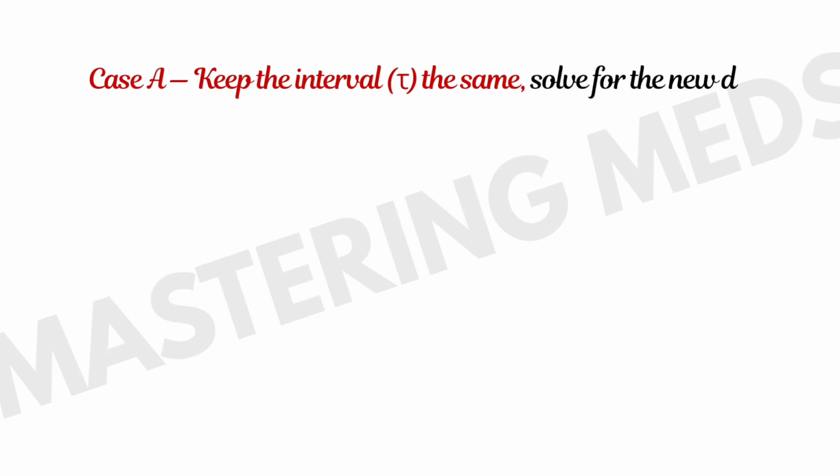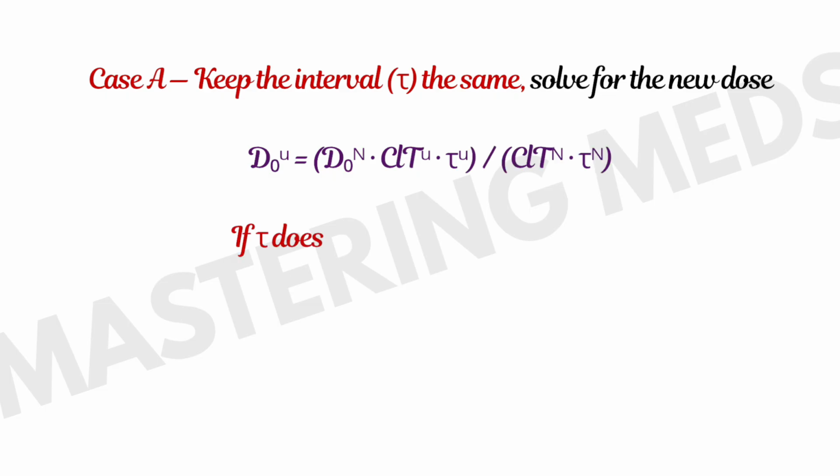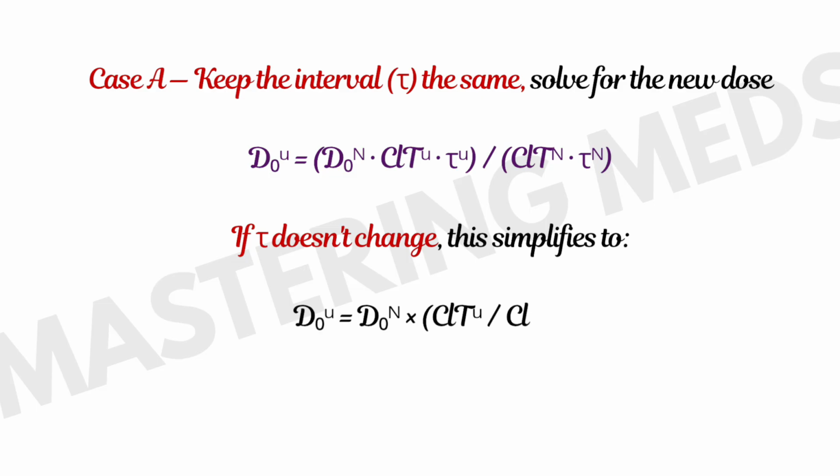Case A. If we keep the dosing interval tau the same and just want to find the new dose, we rearrange the equation to get D0 uremic equals D0 normal multiplied by CLT uremic divided by CLT normal. In simple words, the new dose is just the old dose multiplied by the ratio of the patient's clearance to the normal clearance. So if the kidney is clearing the drug at only 50% of the normal rate, we simply give half the usual dose, keeping the same schedule.